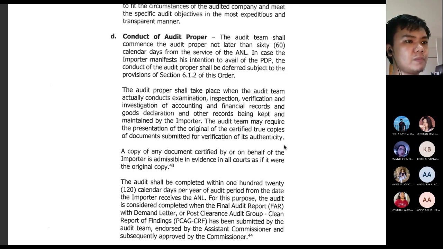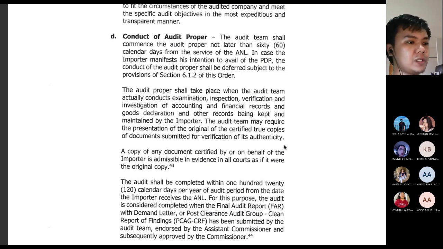The audit team may require presentation of the original of the certified true copies of documents submitted, for verification of its authenticity. A copy of any document certified by or on behalf of the importer is admissible in evidence in all courts as if it were the original copy.